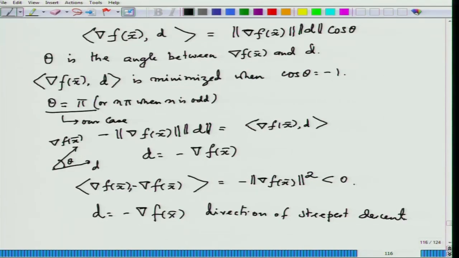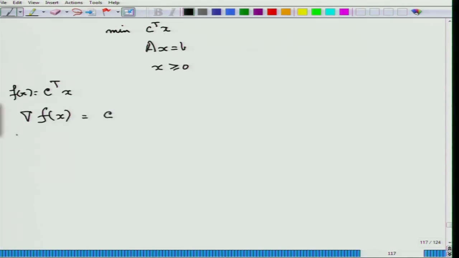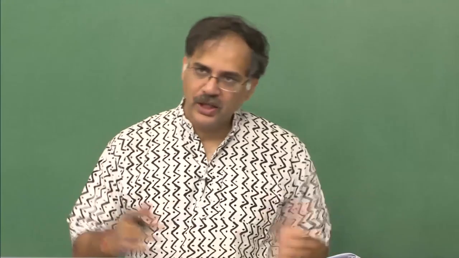So, once you know the direction of steepest descent, you will ask the question, in our setting, what is the direction of steepest descent? If I have minimize c transpose x, subject to A x equal to b and x greater than or equal to 0, and I just take this function c transpose x and find the gradient of f x, it is c. So, the direction of steepest descent of this function is minus grad f x, equal to minus c. Whichever direction c is, I just have to move along the opposite direction to get a decrease in the function value.